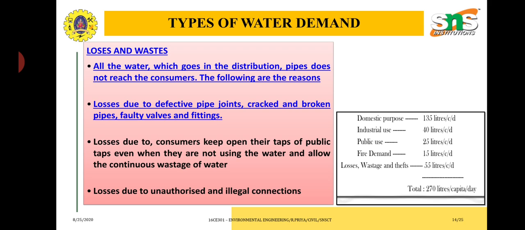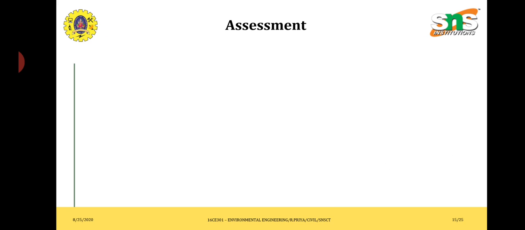In a municipal water supply system itself, in real time you can see that there will be pipe joints, and in some places there will be leakages in some of the pipes. Due to that, a lot of water will be lost. So this comes under water demand due to losses and waste.